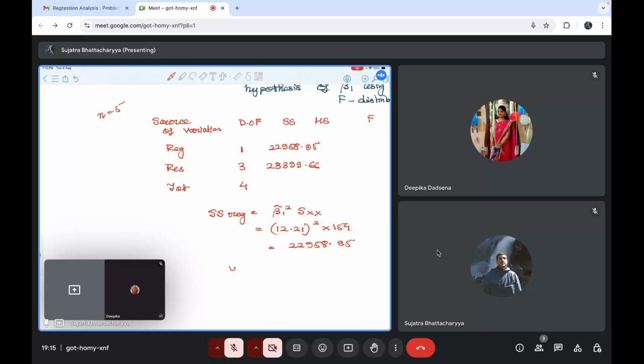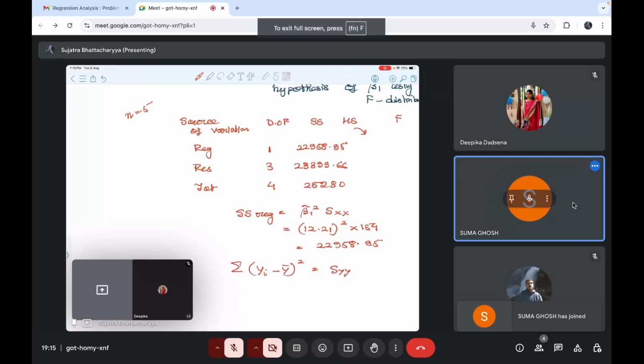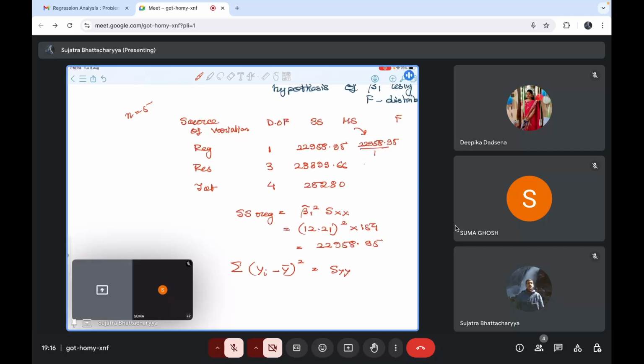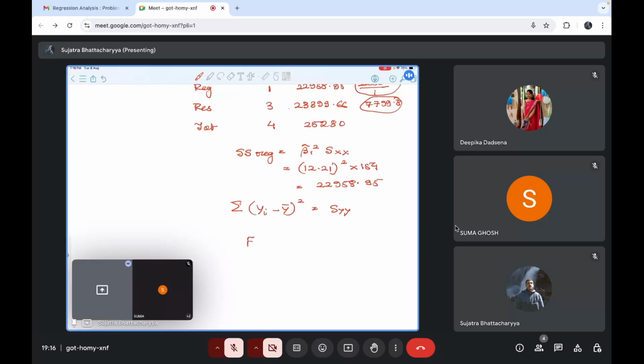SS total we also have, this is the summation of yi minus y bar whole square. That is nothing but Syy, which is 25280. Now MS, how will you calculate? This is regression by 1, so it is 22958.95 only because we divide by 1. We calculated MS residual 7799.8, that is, divided by 3. So MS regression and MS residual are found, so you can find F now. F is MS regression divided by MS residual. It comes out to be about 2.94.